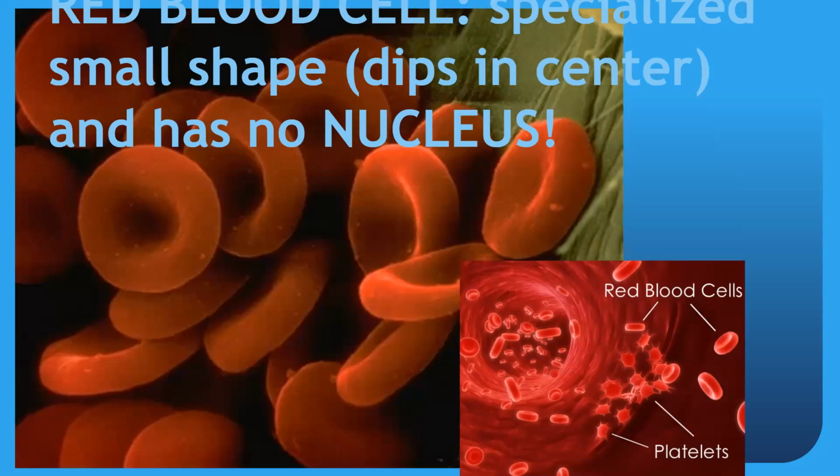Yes, when the red blood cell was developing, it did have a nucleus. That nucleus told it exactly what it needed to be. And in order for the red blood cell to carry the most oxygen, now that it knew what its job was, it got rid of the nucleus so it could have as much space as possible. So immature red blood cells do have nuclei. They're learning how to become who they need to be. But because the red blood cell is specialized for carrying as much oxygen as possible, it's specialized for that small shape and has that dip in the center. So it has to get rid of that nucleus so that it can have the most amount of space.